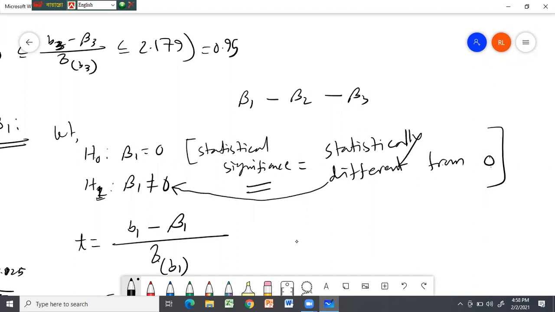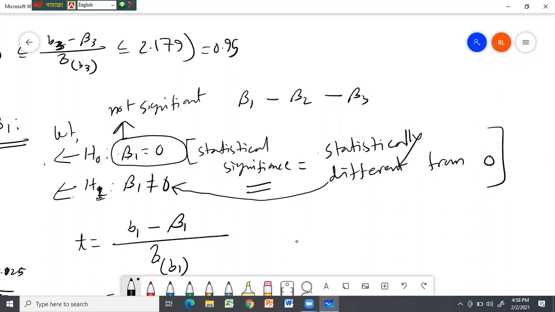But if my null hypothesis has been accepted, that is, if b1 or beta1 equal to 0 is accepted, then my conclusion is it is not significant. Statistically it's equal to 0, it's not significant. It's not different from 0. Statistically different from 0 will be only when my alternative hypothesis is accepted. And when the null hypothesis is accepted, I have to conclude that this coefficient beta1 is not statistically significant. That means it's equal to 0.